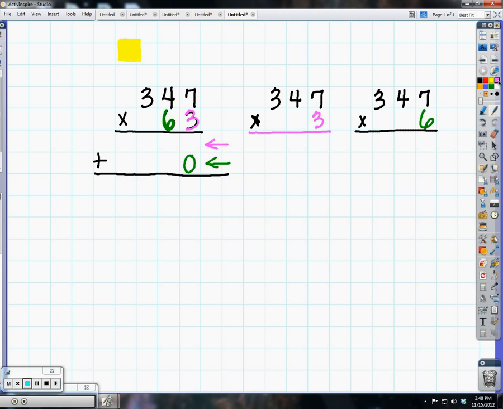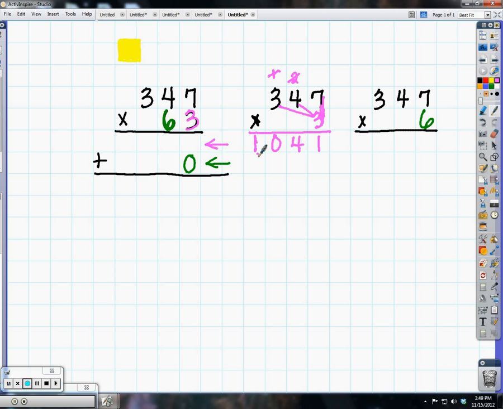So let's work out the first line of work. 347 multiplied by 3. 3 times 7 is 21. Put down the 1, carry the 2. 3 times 4 is 12. Plus 2 is 14. Put down the 4, carry the 1. 3 times 3 is 9. Plus 1 is 10. So on the first line of work, I have 1,041.